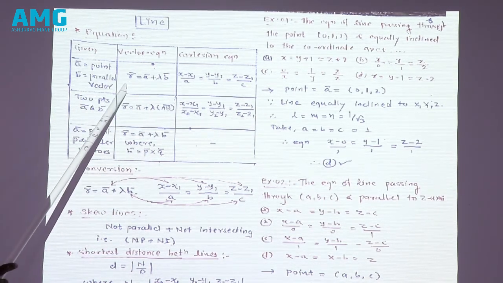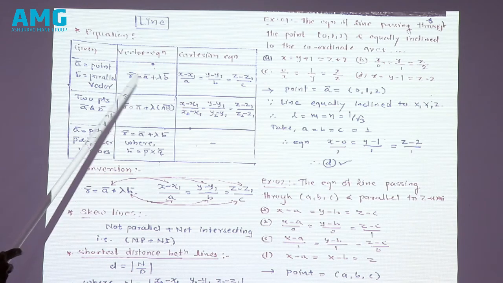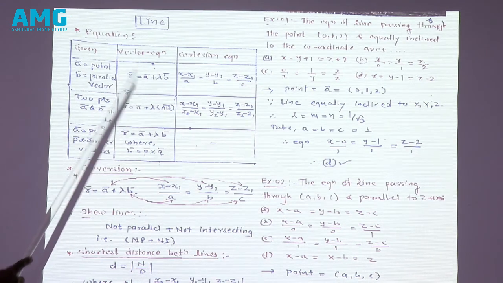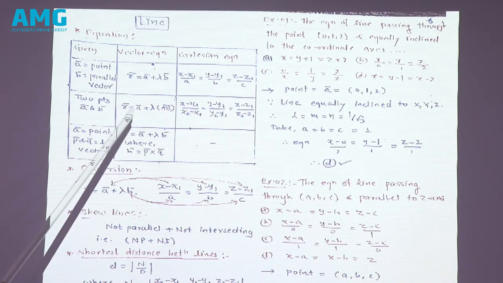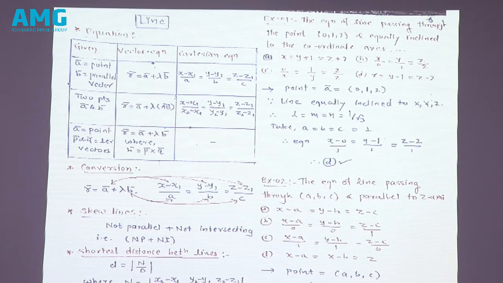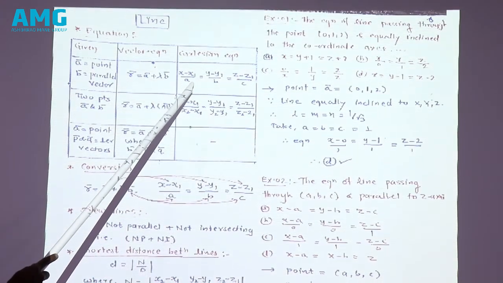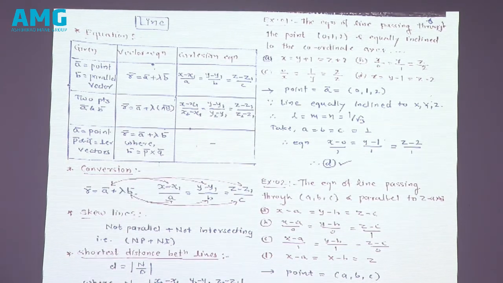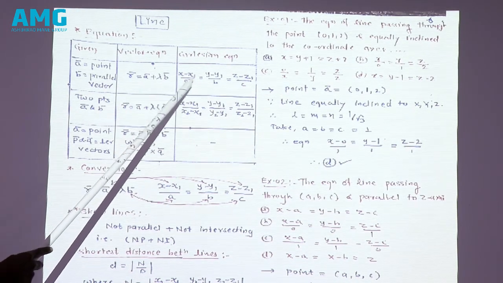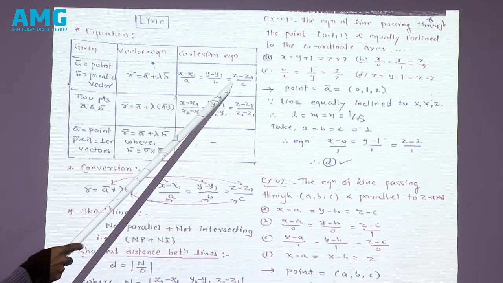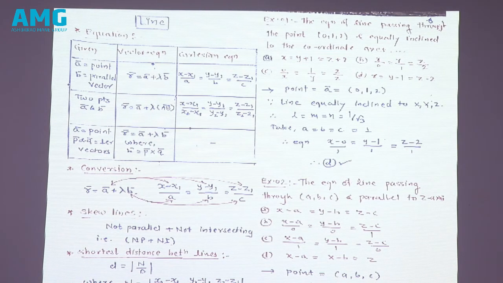The formula is like that: r bar is equal to a bar plus lambda b bar, where a bar is the point and b bar is the parallel vector. And the Cartesian equation is that x minus x1 upon a is equal to y minus y1 upon b is equal to z minus z1 upon c. One of the most important parts, listen again: x minus x1 upon a is equal to y minus y1 upon b is equal to z minus z1 upon c.